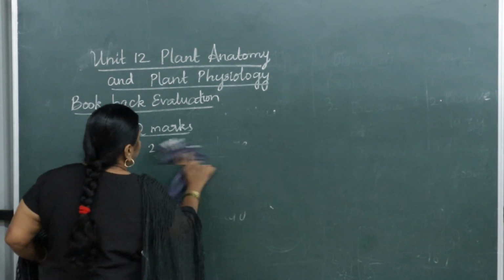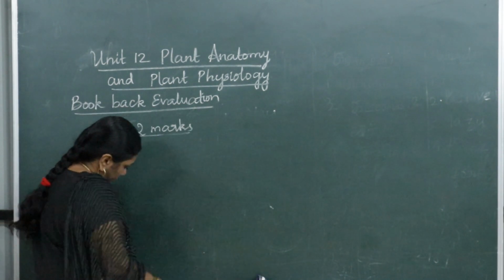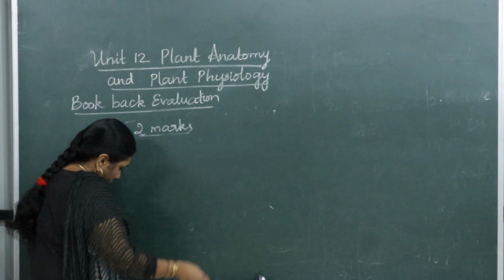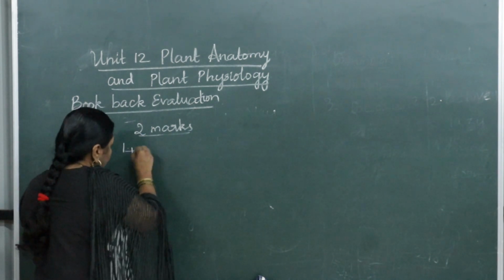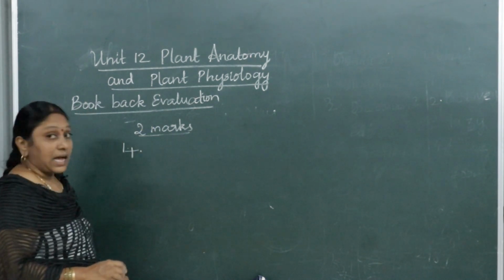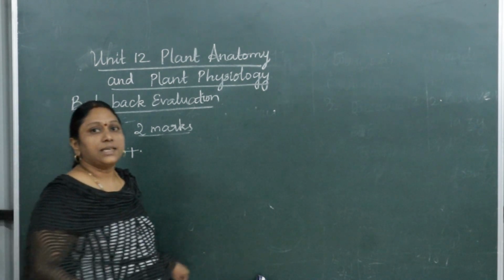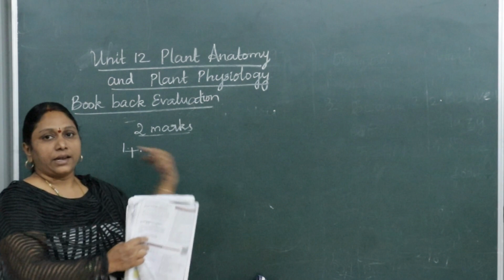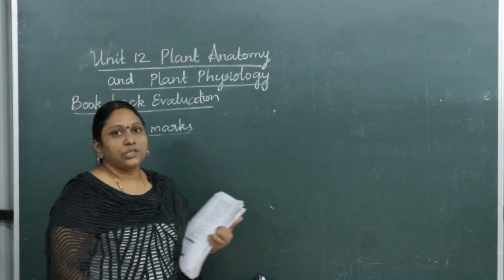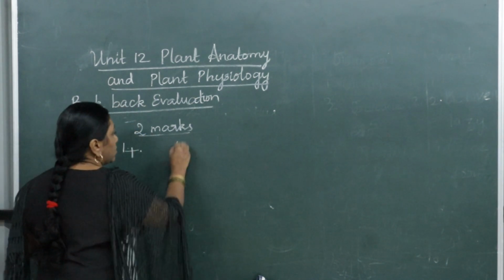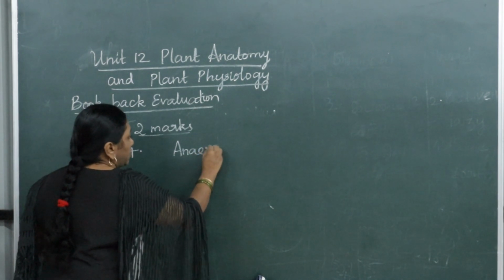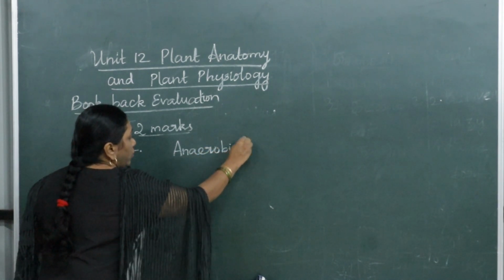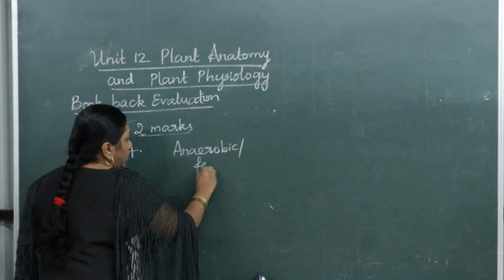And next one. Name the phenomenon by which carbohydrates are oxidized to release ethyl alcohol. That is, carbohydrates, which we can take as glucose, are oxidized to release ethyl alcohol. That process is called anaerobic respiration or fermentation. I have already told you this. So this is the answer.